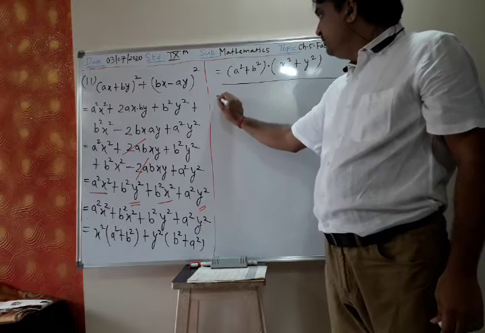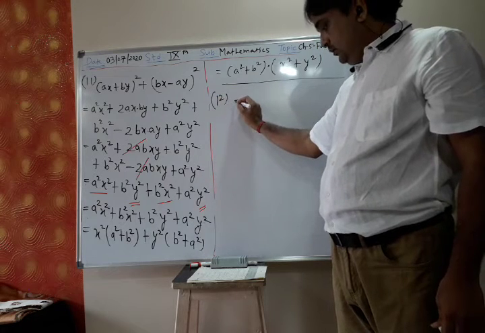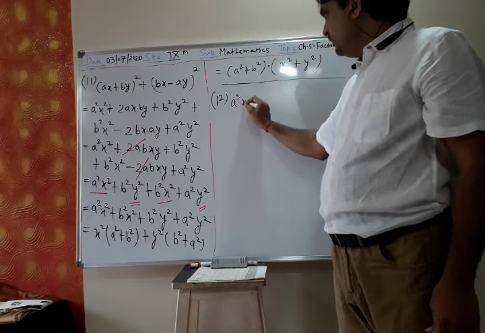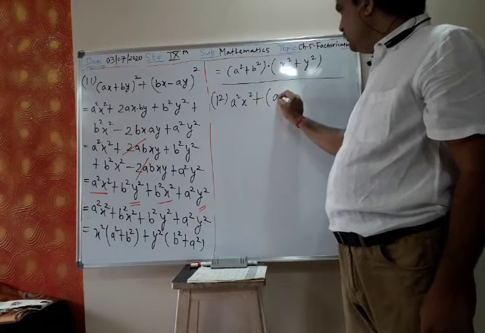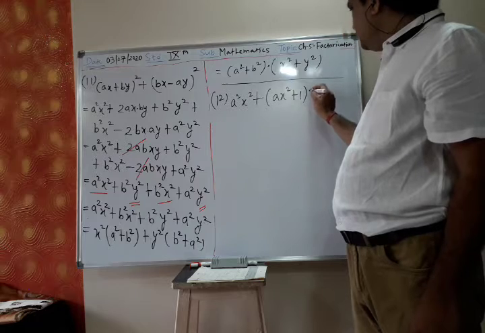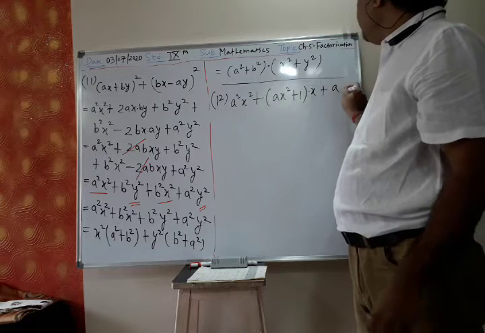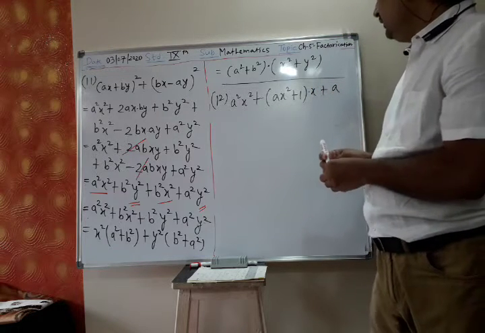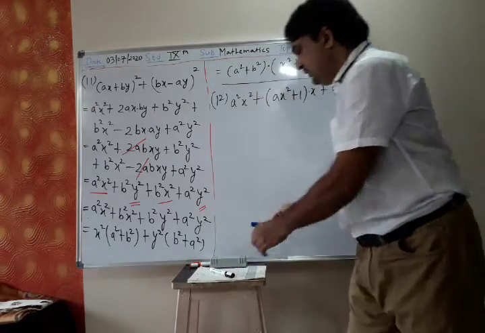Now 12th: a square x square plus ax square plus 1 into x plus a. Yes, there is nothing common.